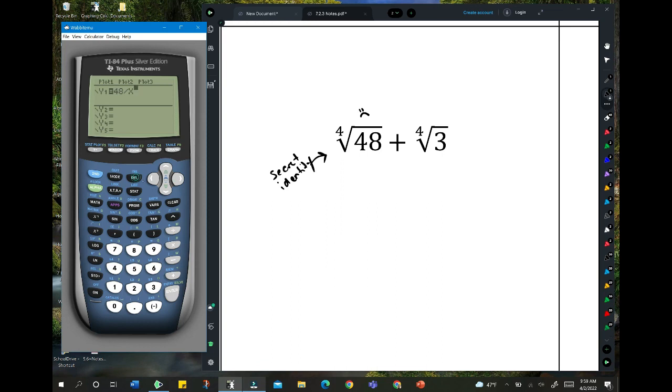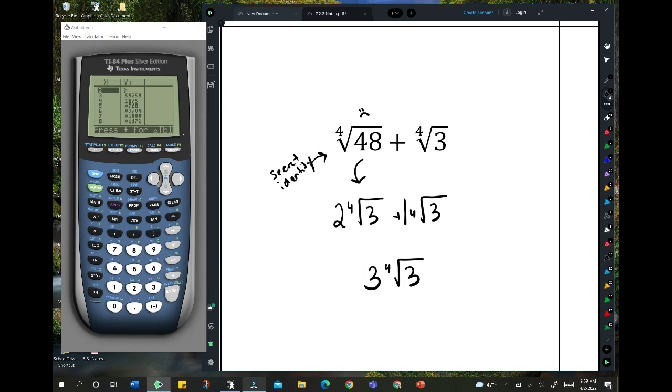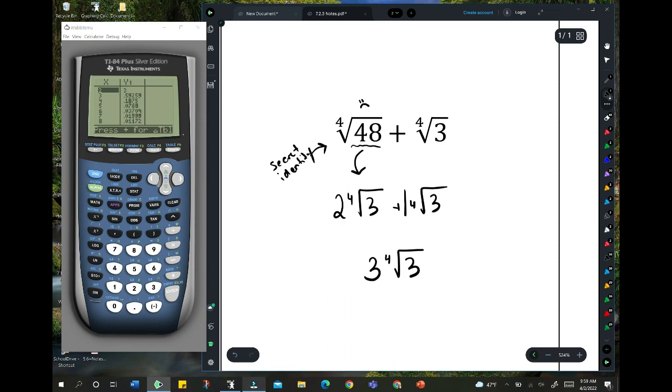So we're going to use the calculator trick. 48 divided by x to the 4th. Okay, we're going to go to the table, and lo and behold, we can realize that that's the same thing as 2 fourth roots of 3. Now that they are the same, okay, we can add them together. That's really one of them. So we have 3 fourth roots of 3. What do you know? So always be on the lookout for secret identities.